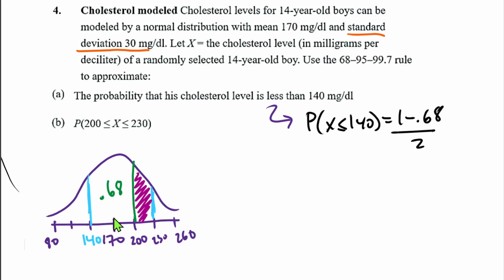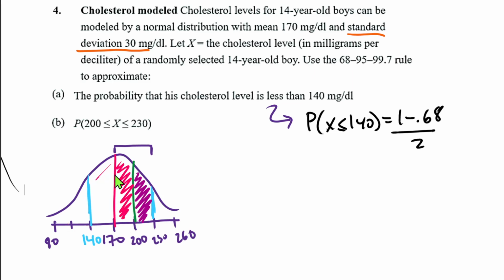So what we could do is, if we can find what I will call, mark it as like a horizontal space, the probability of being between the mean and 230, then what we could do is subtract this more pink area, which would be just the area between 170 and 200. So the pink area is going to be half of one standard deviation's width.